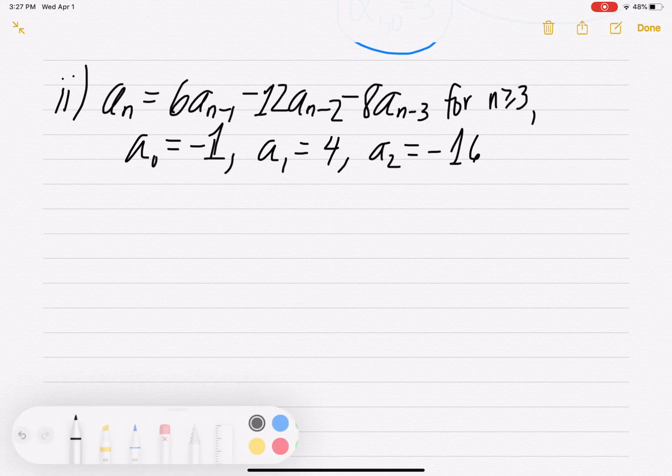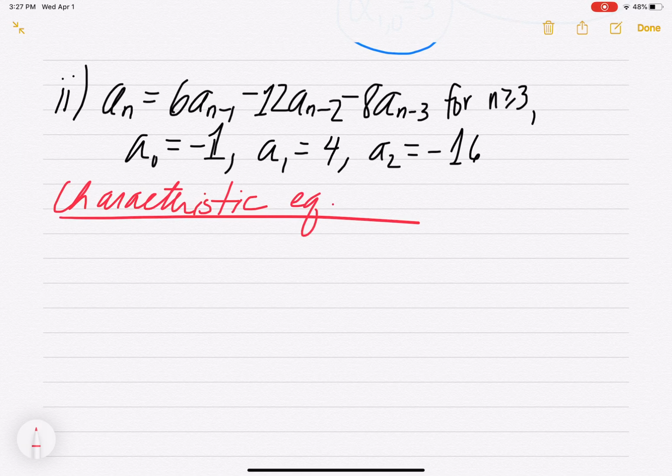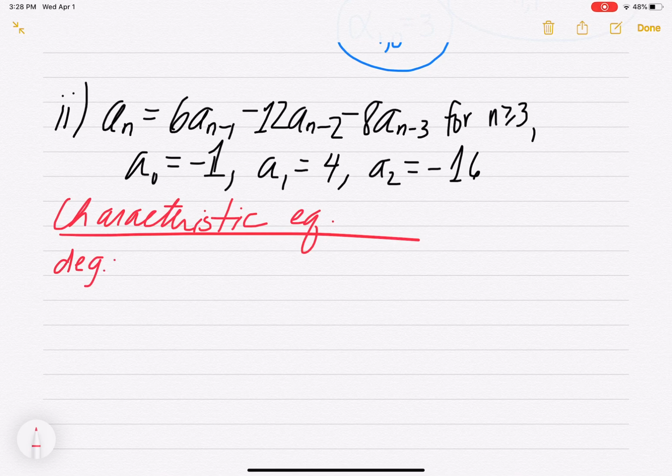All right, let's do the characteristic equation first and find its roots. What do we have? Degree 3, right? Why degree 3? Well, from n to the bottom, n minus 3, a space of 3. So we're going to have a degree 3 polynomial. We're going to write what? r cubed equals 6r squared minus 12r minus 8.